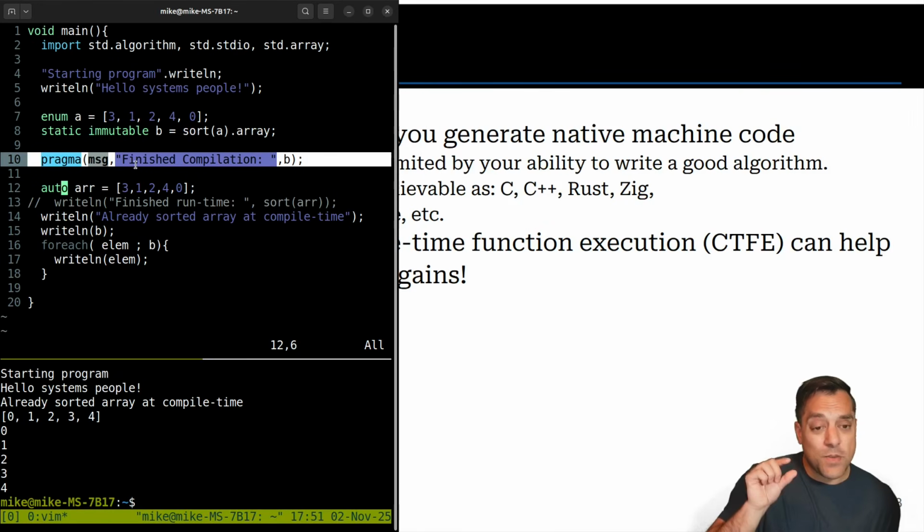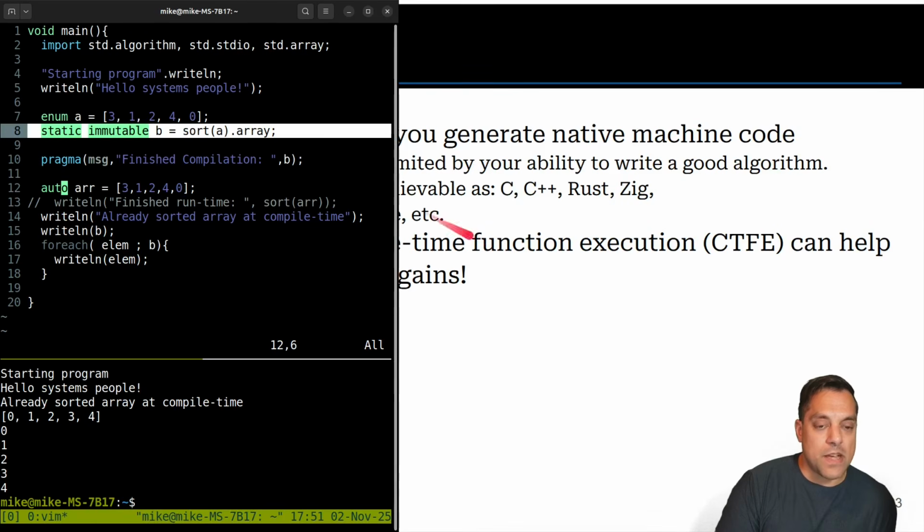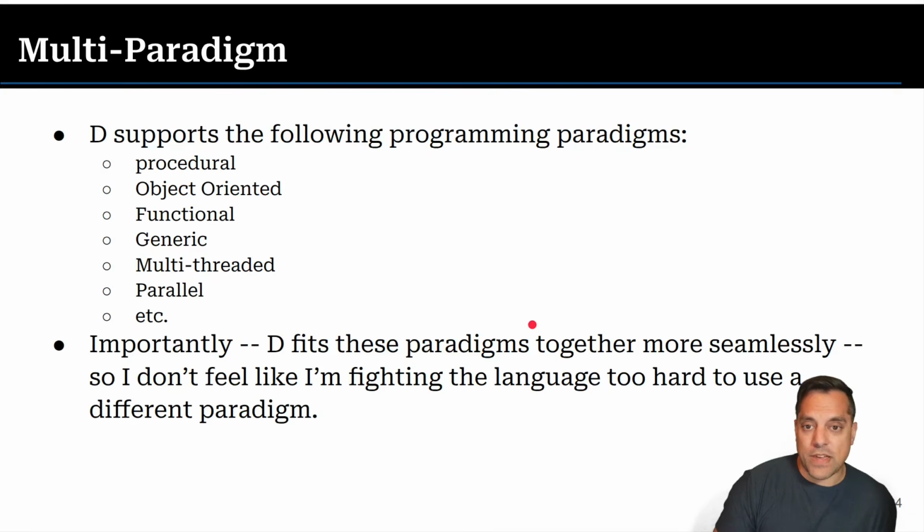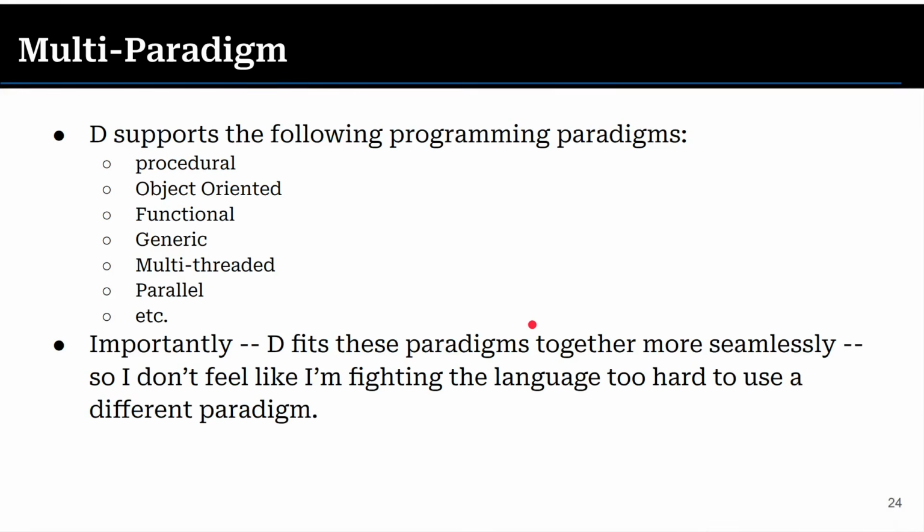So there's a little interpreter inside of the D compiler that's actually doing some of these operations, so that we get the actual values. Now, D itself is a language that kind of scales with you. It supports many different programming paradigms.